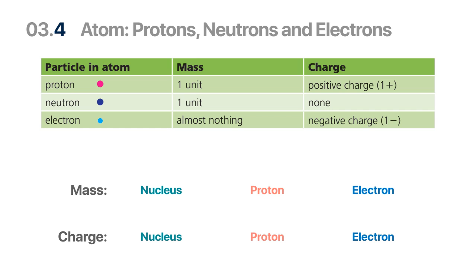And like charges will repel. So a positive proton will repel another proton, right? And an electron will repel other electrons. So like charges will repel, and opposite charges will attract. So positively charged atoms or protons will attract negatively charged atoms or ions.